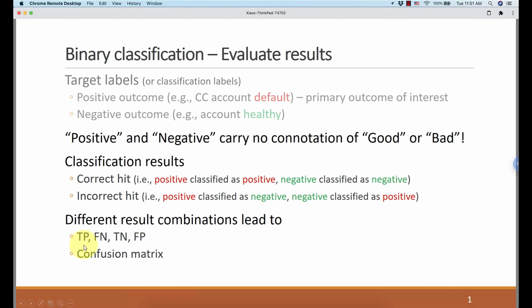True positive refers to this case, positive classified as positive. False negative refers to this case, positive classified as negative. True negative refers to this case, negative classified as negative. And false positive refers to this case, negative classified as positive. These four outcomes can be put in a table which is referred to as confusion matrix. In the next slide, I'll explain the details.